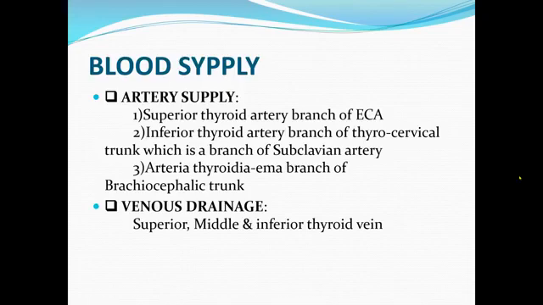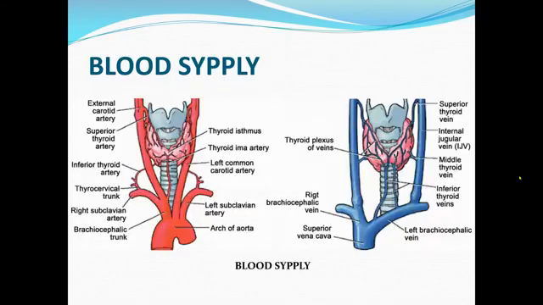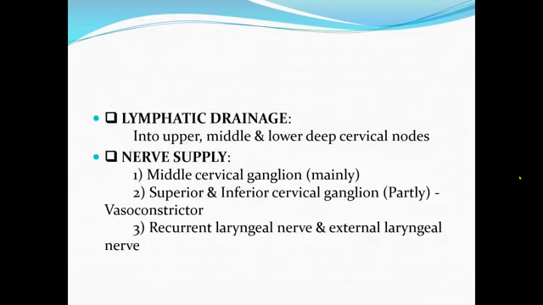Venous drainage is by the superior, middle, and inferior thyroid veins. Lymphatic drainage is into the upper, middle, and deep cervical nodes.